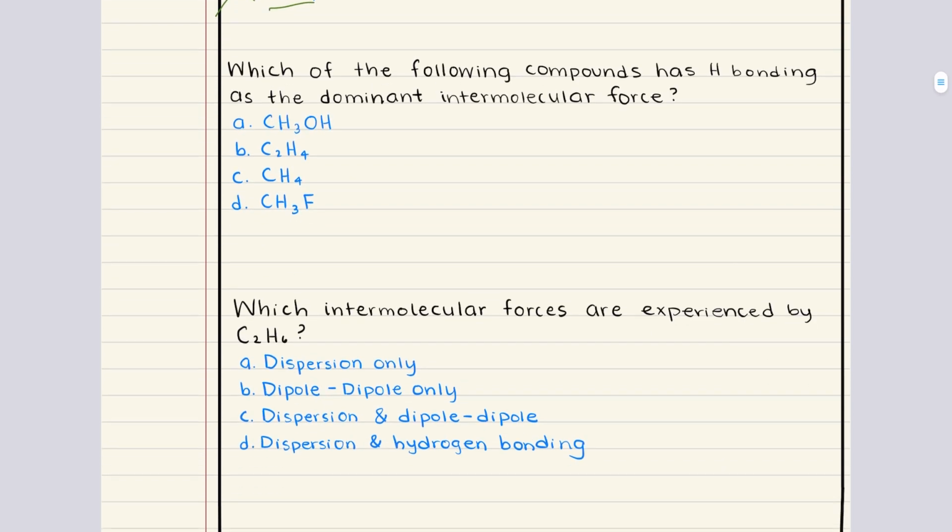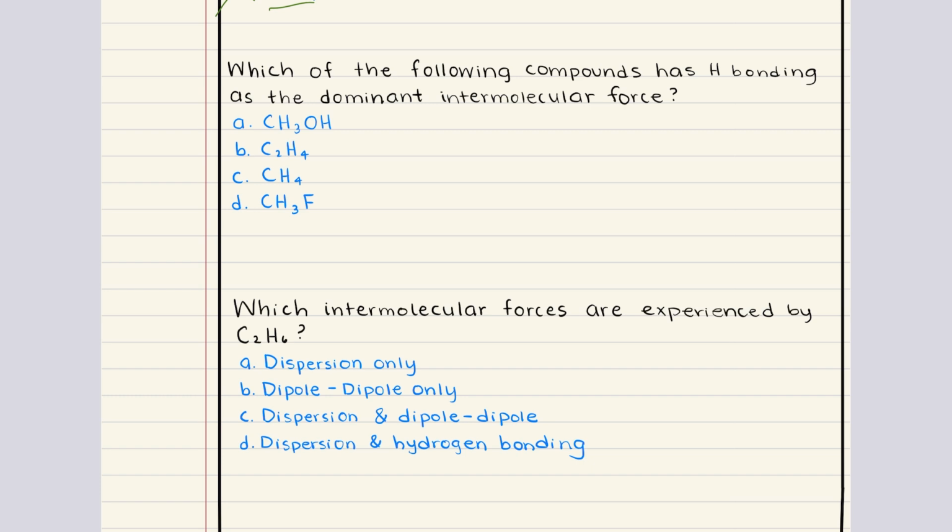Our second question says, which of the following compounds has hydrogen bonding as the dominant intermolecular force? To answer this, we need to recall that hydrogen bonding only occurs when hydrogen is directly bonded to nitrogen, oxygen, or fluorine. These 3 elements are highly electronegative, meaning they pull electron density strongly and create a highly polarized bond where the hydrogen has a significant partial positive charge. And this allows the hydrogen to then interact strongly with the lone pairs on nitrogen, oxygen, or fluorine atoms in neighboring molecules, thereby forming a hydrogen bond.